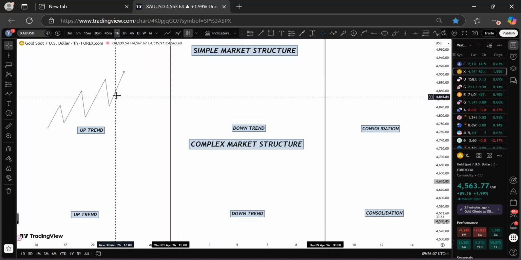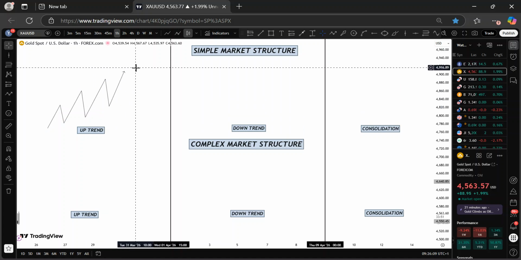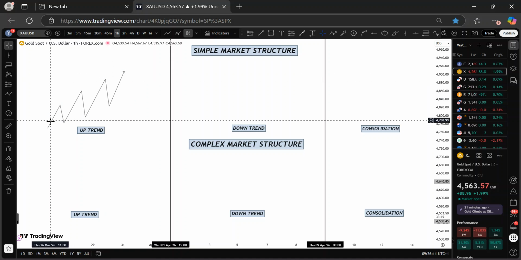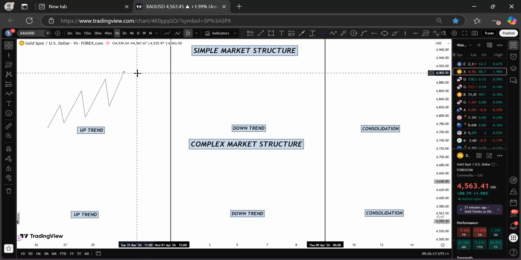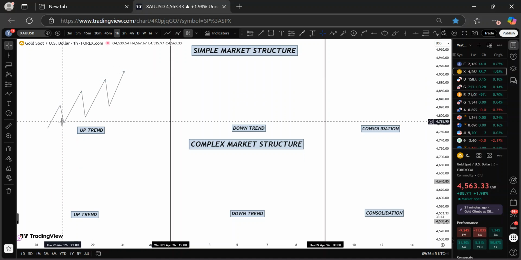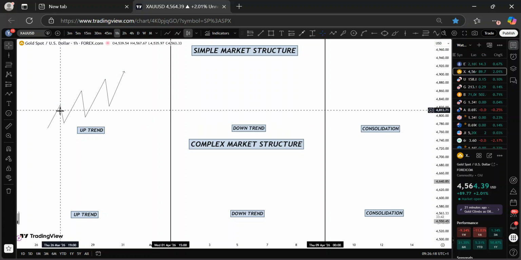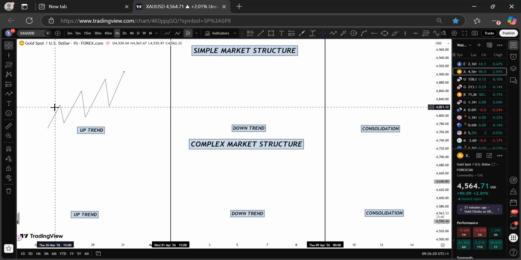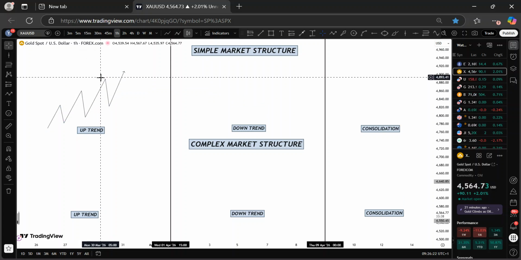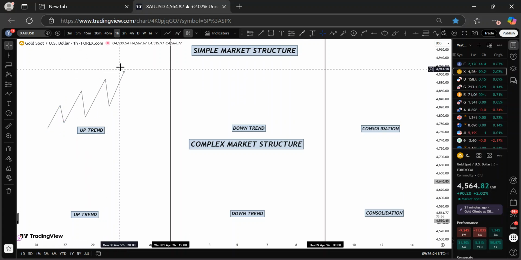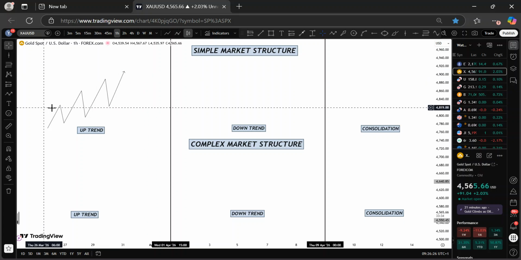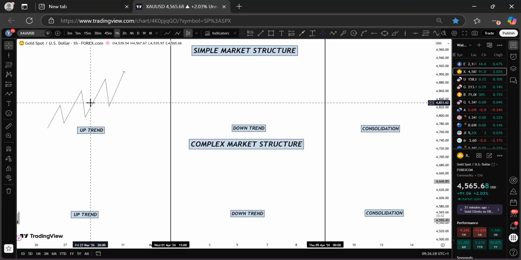And that is how it just continues going until we have a change of direction. So this is what an uptrend looks like. Whenever the market goes up, it pulls back and comes back again to take out that high. It pulls back, comes back to take out that high, pulls back, comes back to take out the high. And this is what you see in an uptrend.